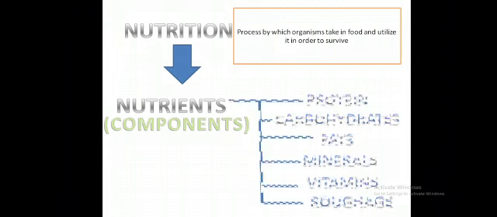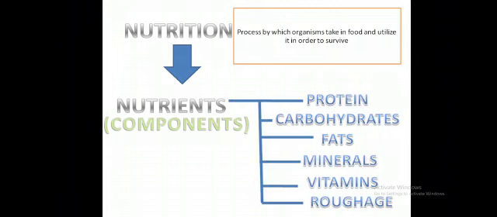We will see what is nutrition first. Nutrition is the mode or the process by which organisms take in food and utilize it in order to survive. Now, the word nutrition comes from nutrients or components. So, the components or nutrients are protein, carbohydrates, fats, minerals, vitamins, roughage. We will study about these nutrients in our higher classes. Let's move further.